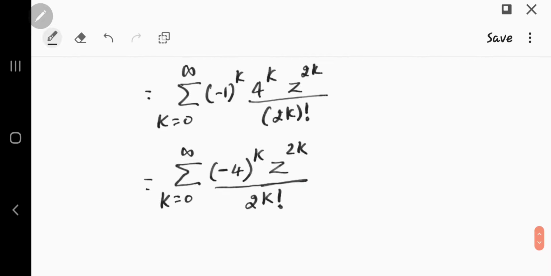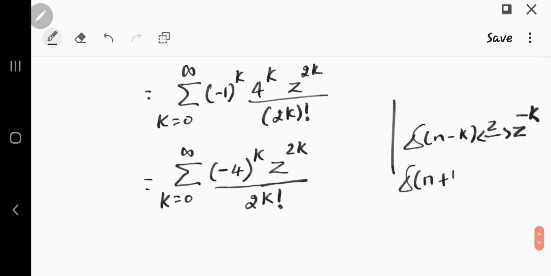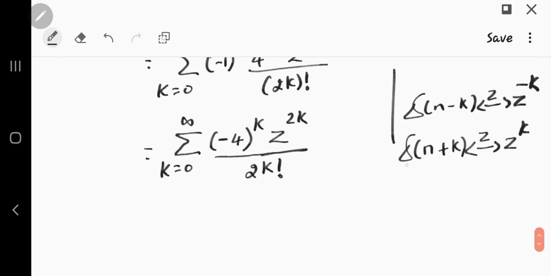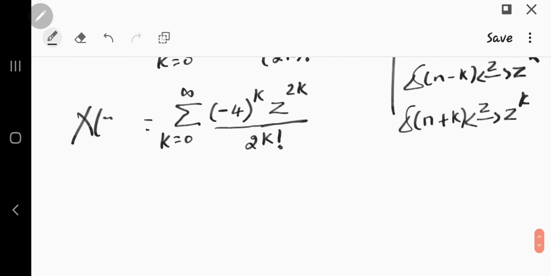Now in the previous method, delta n minus k, if you take z transform, you will get z to the power of minus k. If it is delta n plus k, then it will be z to the power of k. So based on that, in place of k, we have 2k here. So we can write it as delta n plus 2k here. So this is x of z.